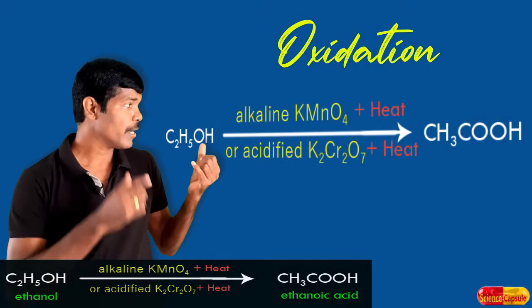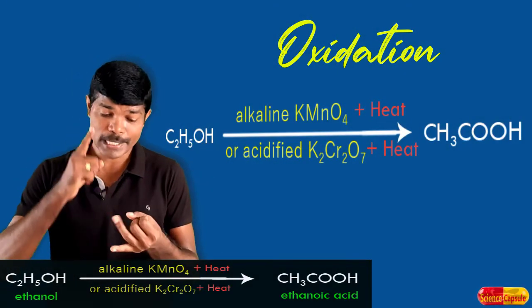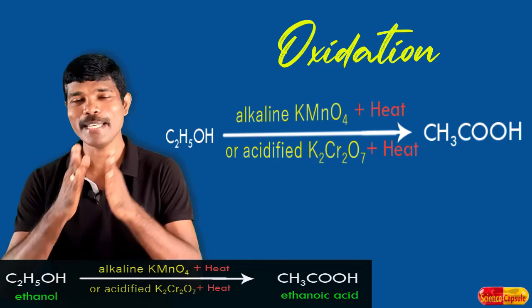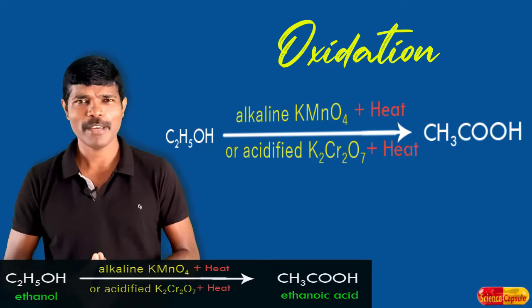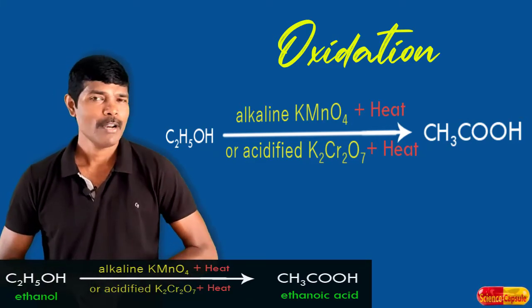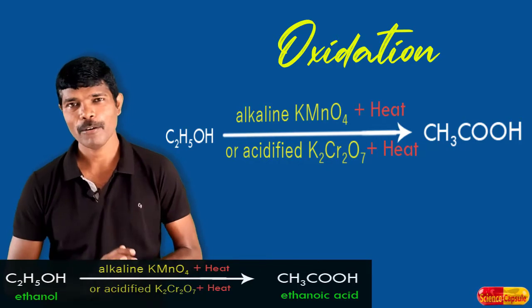Here in this reaction, alkaline KMnO4 or acidified potassium dichromate acts as an oxidizing agent. Got it? So that's all we have to see in the oxidation process. Got it? Now let us see the third chemical property of carbon compounds, that is addition reaction.